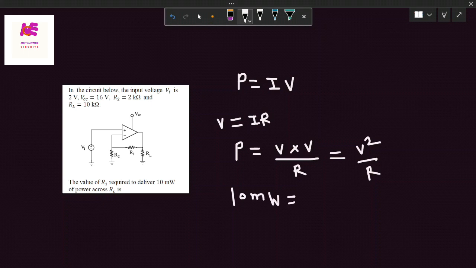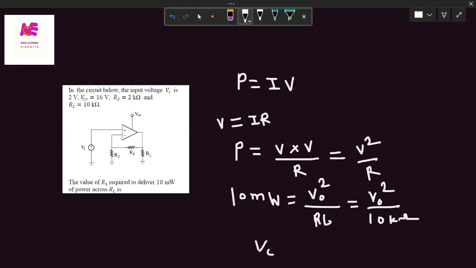This is equal to, this voltage is nothing but the voltage across load resistance, and which is nothing but the output voltage, since the resistance is connected at the output terminal. So whatever the voltage across the load resistance, that is nothing but the output voltage, and this resistance is nothing but the load resistance. So V0 square divided by the value of load resistance is given, and which is 10 kilo ohm. So after solving, 10 milliwatt is equal to V0 square by 10 kilo ohm. So we are getting V0 is equal to 10 volt. So this is about the output voltage, which is calculated from given power.